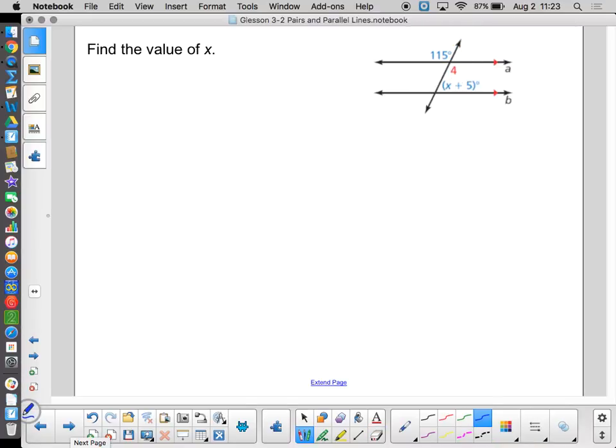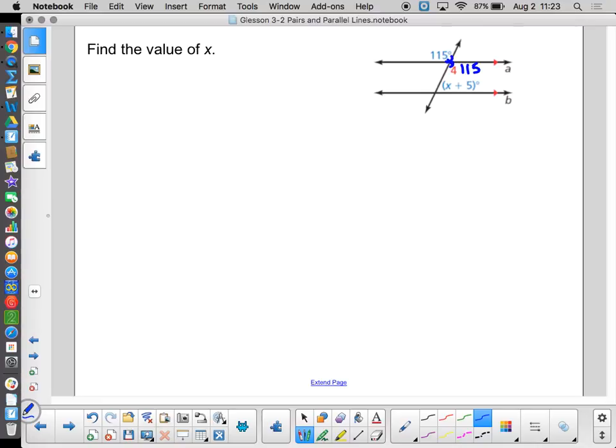I know the 115 and the angle 4 are vertical angles, which means angle 4 is also 115. And therefore, the 115 and the x plus 5 is what type of an angle pair? Let's think it out. They're both interior. They're not alternate sides. They are on the same side. So consecutive interior, and consecutive interiors have to be supplementary, according to my theorem.